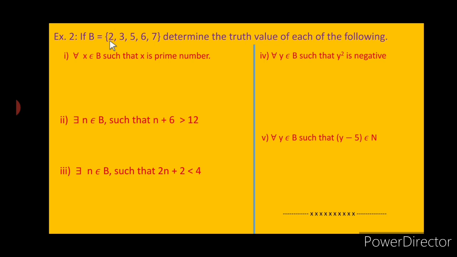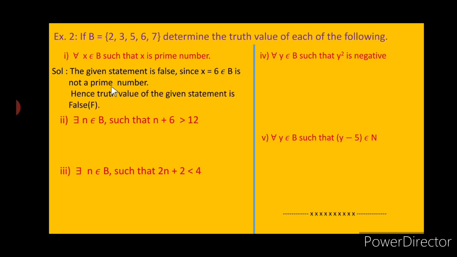So over here, now you can see 2, 3, 5 are prime numbers, but 6 is not a prime number. So the given statement is false. So we write, the given statement is false since x equal to 6 belonging to B is not a prime number. Hence the truth value of the given statement is false.